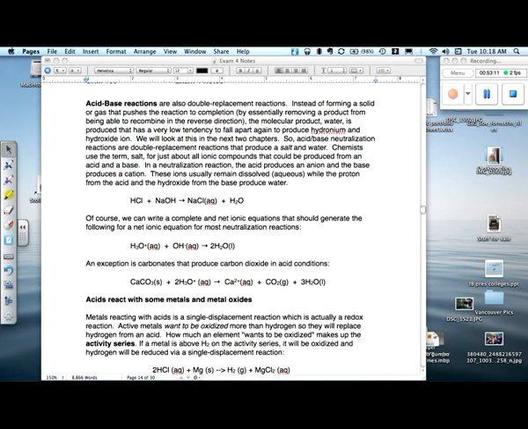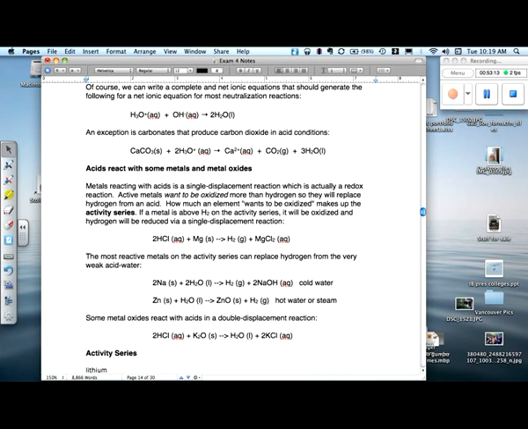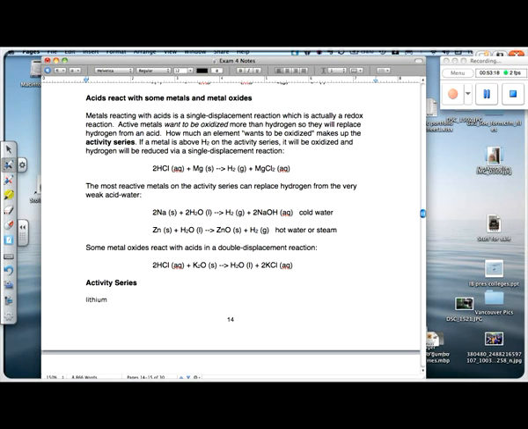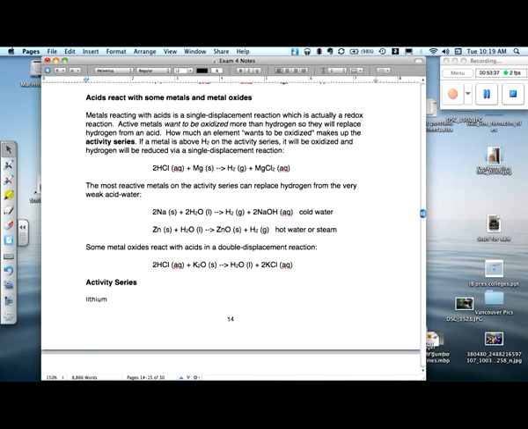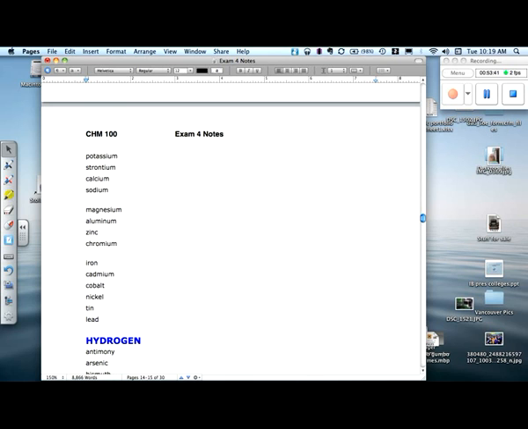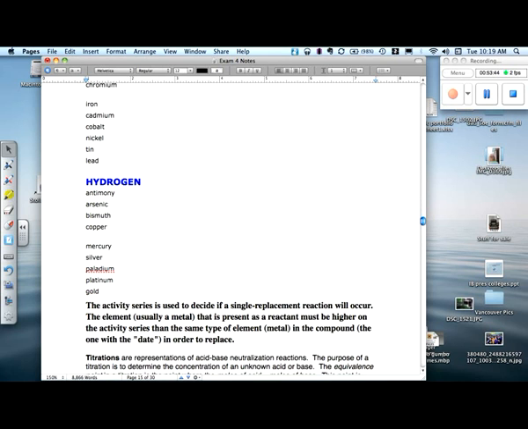All right, now, metals reacting with acids and some metal oxides. So now we're going to talk about single displacement reactions, which are redox reactions, okay? And so what we have to do in order to understand this is look at this activity series. And what it really means is who wants to be oxidized and who wants to be reduced. Well, your most reactive elements, your group 1 and group 2s, are at the top of this activity series. So lithium, potassium, strontium, calcium, and so on. There's hydrogen in the activity series.